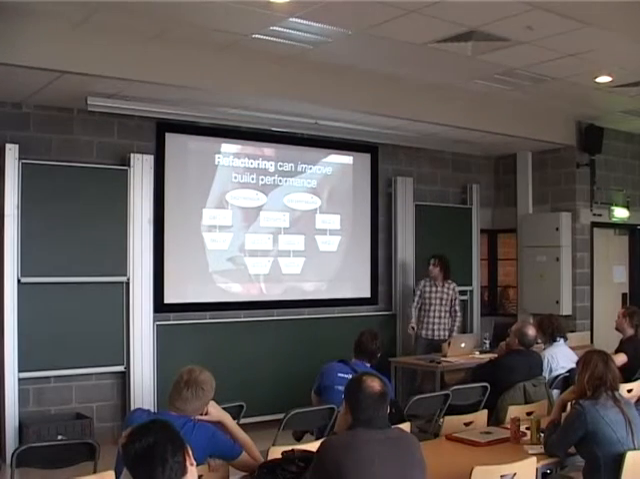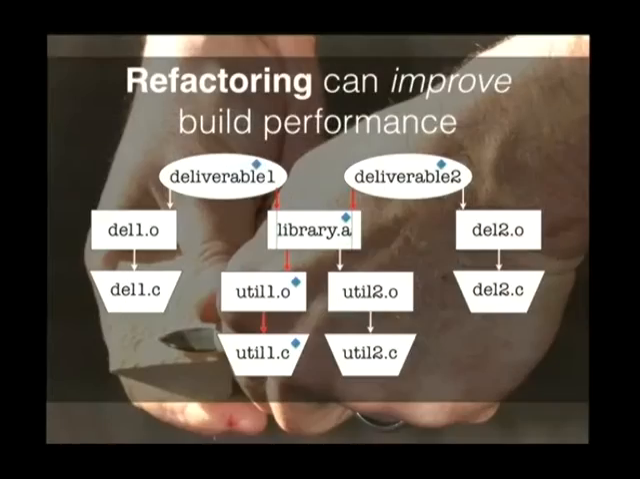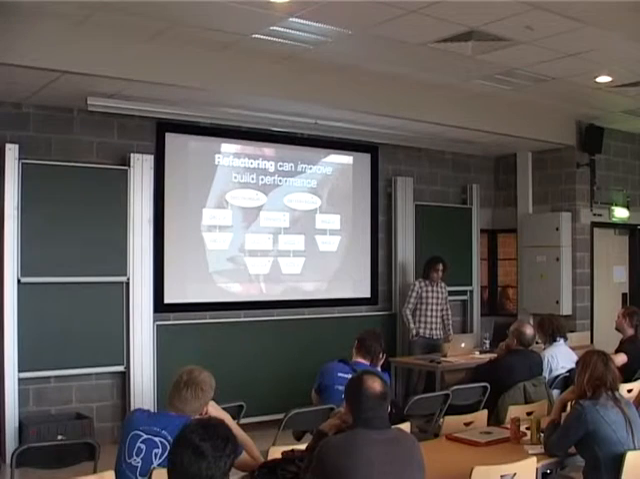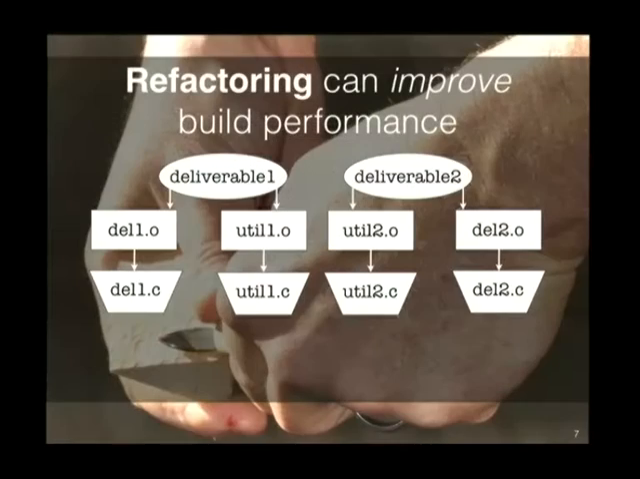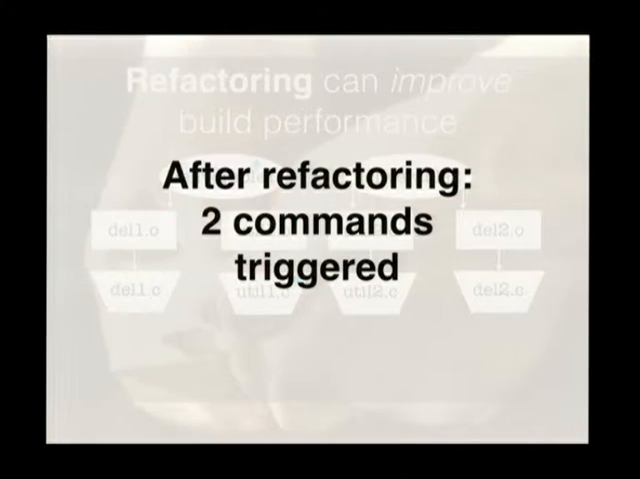However, if we look at this graph and we find out that util.c is only ever used in the first deliverable, it's never used in the second one, we can actually refactor this code to look something like this, where now if util.c is changed, only one compile command is triggered and then one deliverable is relinked. So now only two commands are triggered and we've shaved our compile time in half.